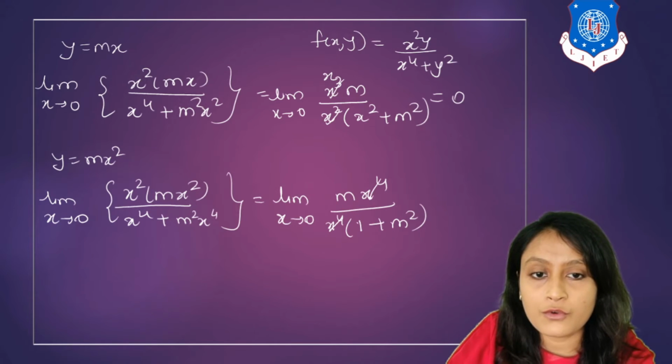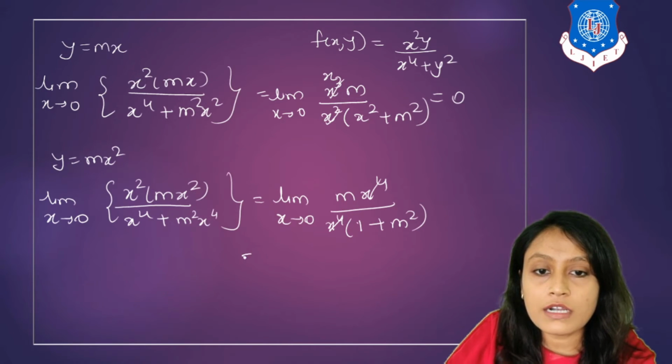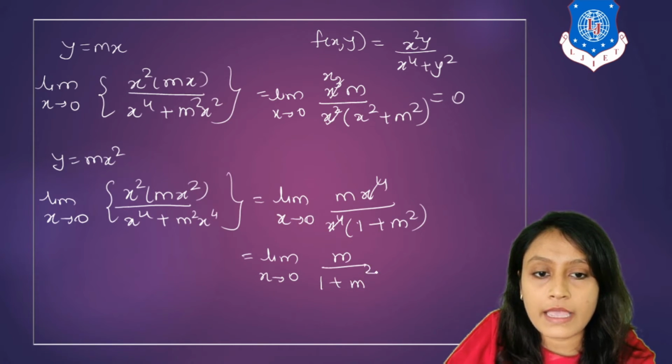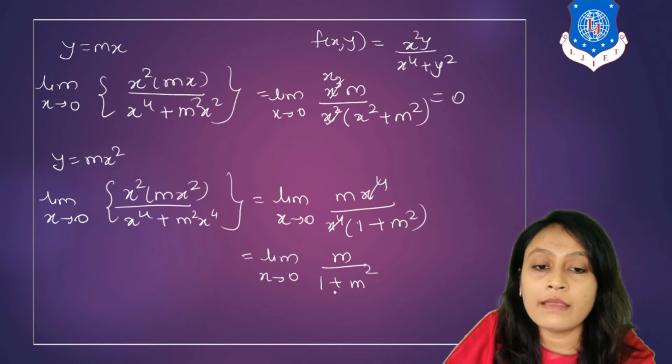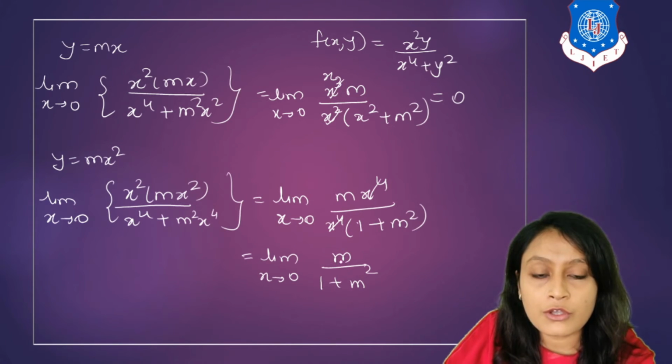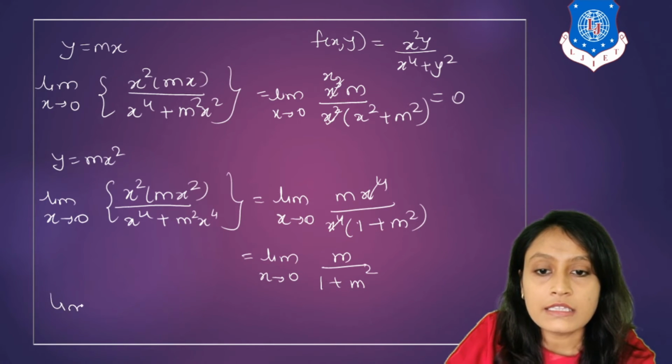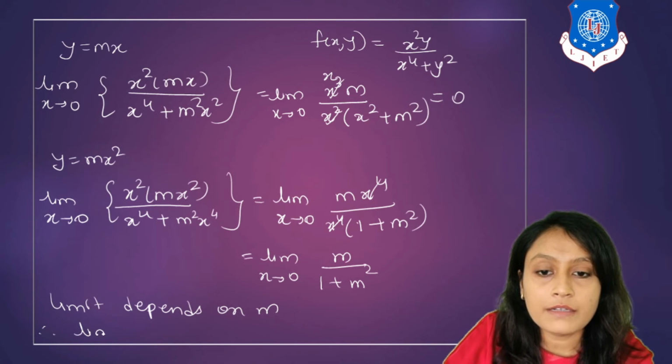Okay, this x raised to 4 will get cancelled. So what remains is limit x tends to 0 of m upon 1 plus m square. Now m can be any value. So if you take different values of m, you will get different answers, right? So we can say that this limit depends on m. Therefore, we can say that the limit does not exist.